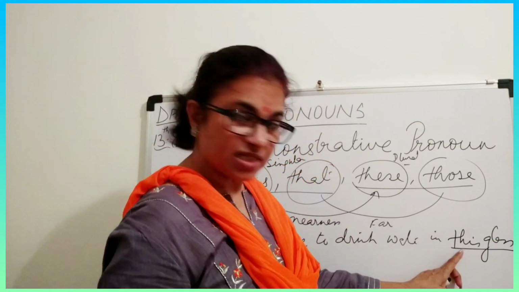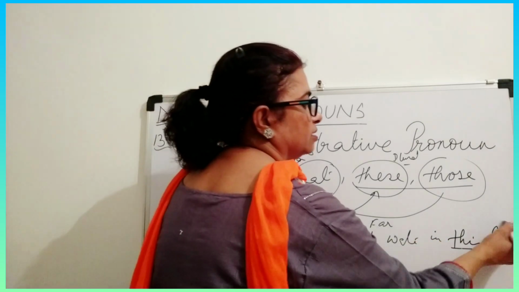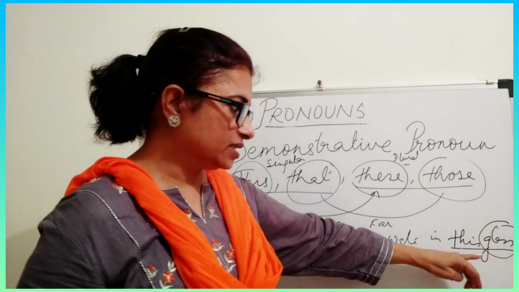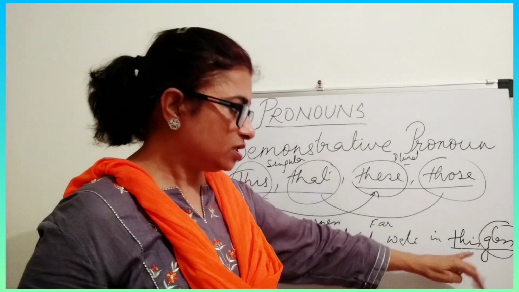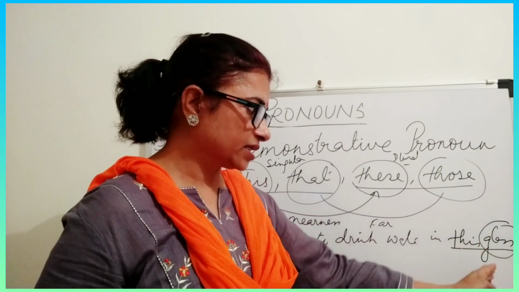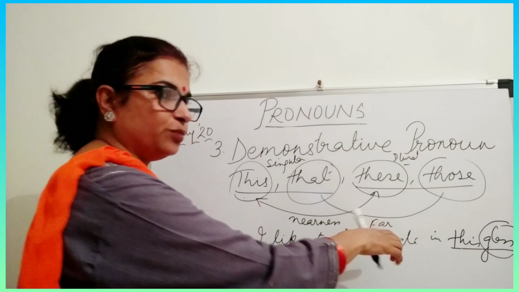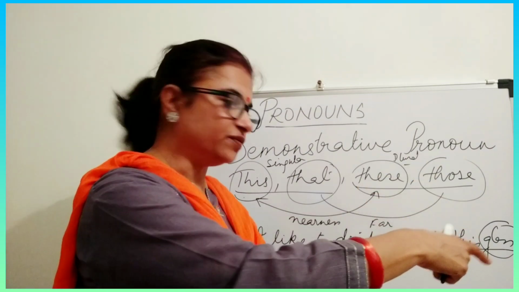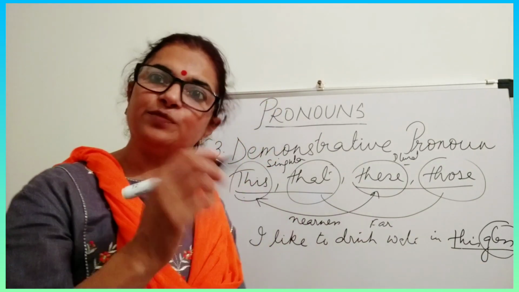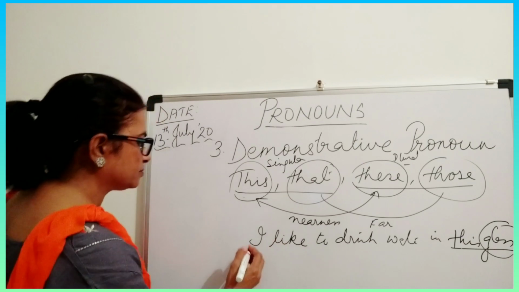Just after this word, you will find this glass, a noun. So you can say this is an adjective, because just after this you will see the noun glass. It is telling you, pointing out the noun. So we call it demonstrative adjective, not demonstrative pronoun. This is a demonstrative adjective.